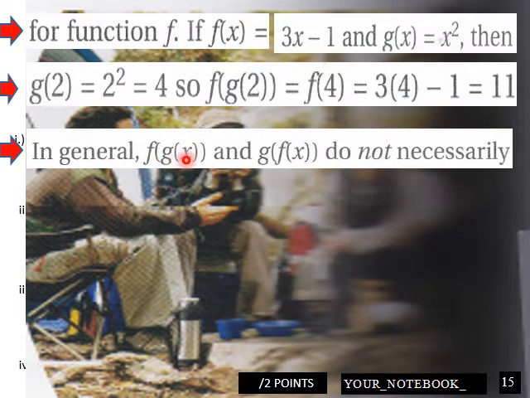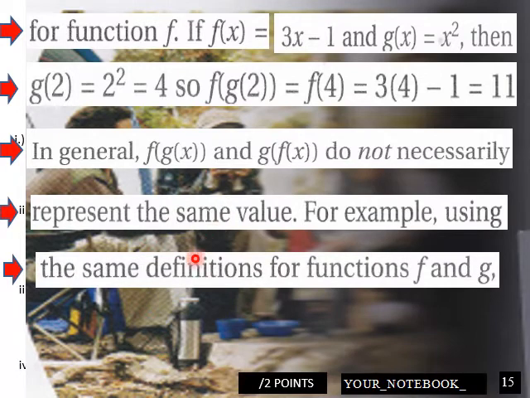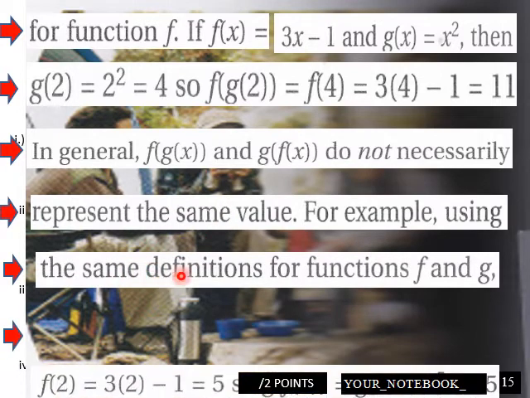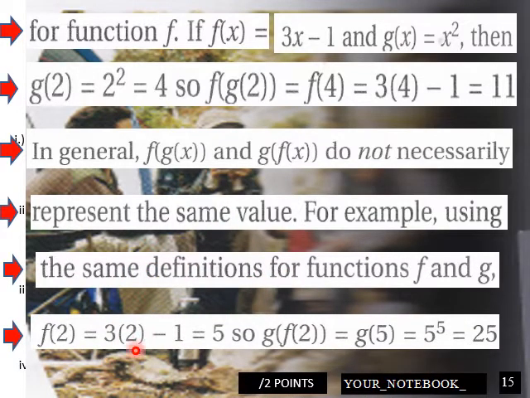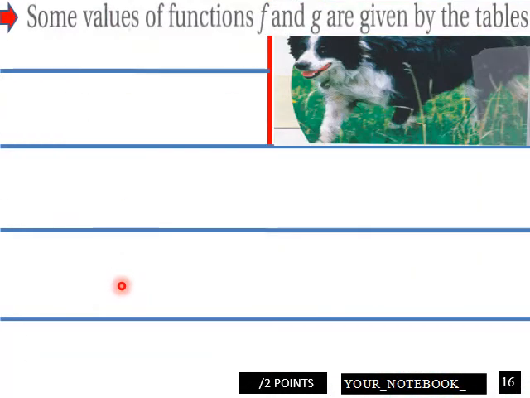In general, f of g of x and g of f of x do not necessarily represent the same value. For example, using the same definitions for functions f and g, if you were to do this over again, you would get 25 here. So f of g of 2 would not equal g of f of 2. Those would be called inverses of each other only if they did, and that doesn't necessarily happen all the time.